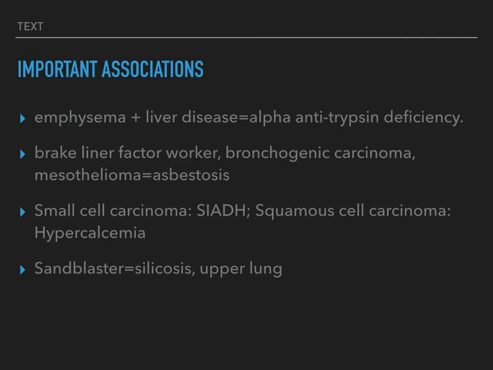Some important associations: if you have a patient with emphysema and liver disease, you think alpha-1 antitrypsin deficiency. If you have a brake liner factory worker, you think asbestosis. And there are two cancers that you want to associate with asbestosis, bronchogenic carcinoma and mesothelioma. Now, if you want to know which one you're going to most commonly find in a patient who has asbestosis, it's going to be bronchogenic carcinoma, just because it's a more common disease, more likelihood. Mesothelioma, however, has a stronger association with asbestosis.